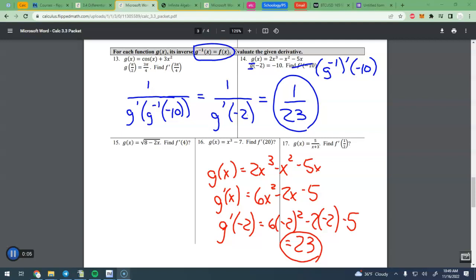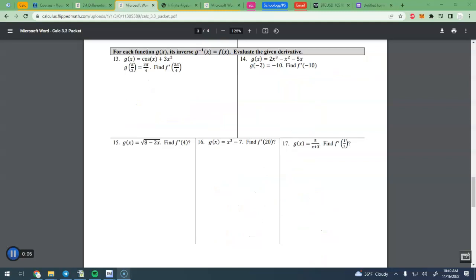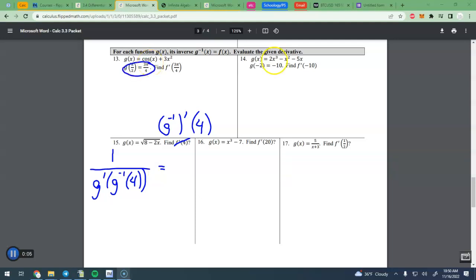Alright, let's jump to 15. Again, I'm going to cross that off and say, okay, I want g inverse prime of 4. That tells me I need to find 1 over g prime of g inverse of 4. So I've got to find g inverse of 4, and now I'm like, oh crap, because they gave it to me before, but now they didn't, so I have an extra side quest here.